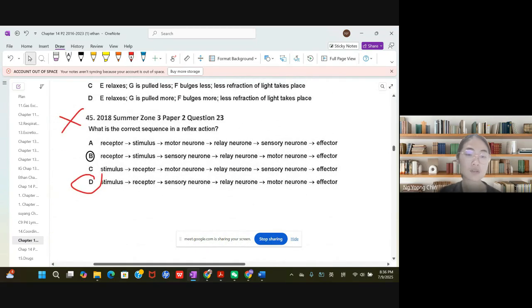Okay, this is also from the stimulus to the receptor to the sensory neuron, relay, motor neuron to the effector. Stimulus first, and then they will become receptor. Because stimulus, we refer to the external or internal stimulus. Usually it's from the environment, like you are feeling cold or you are feeling hot. So those we call stimulus.